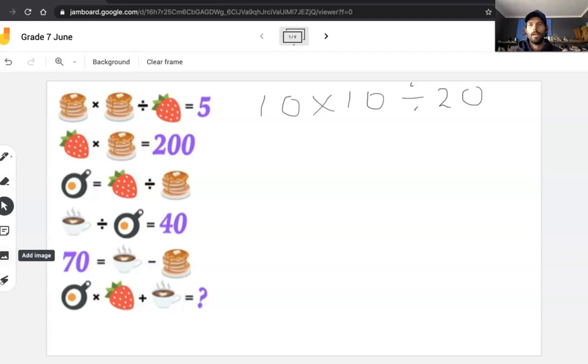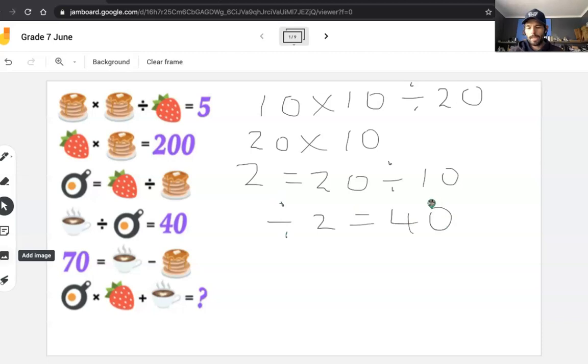Okay. Now that we know that the strawberry is 20, we know that 20 multiplied by 10 is equal to 200. Okay. The strawberry, as we know, is equal to 20, and the pancakes are equal to 10. So 20 divided by 10 is going to be equal to 2. So the egg is equal to 2. Then what divided by 2 is going to give me 40. Okay, so the coffee must be 80, because 80 divided by 2 is 40.